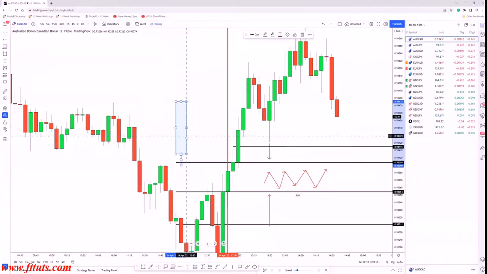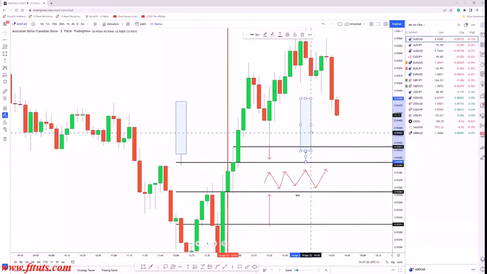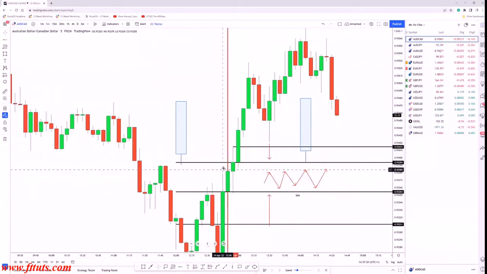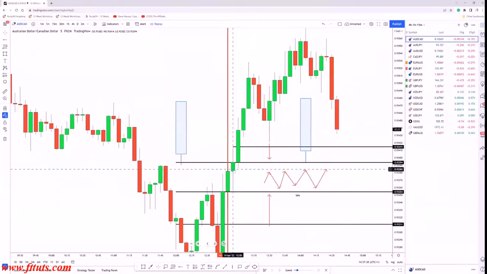Sorry, I would have put a buy stop just on top of where the lower high is on the left. The lower high on the left. Yeah, so I would have put a buy stop just above that candle. Yeah, that's completely fine.